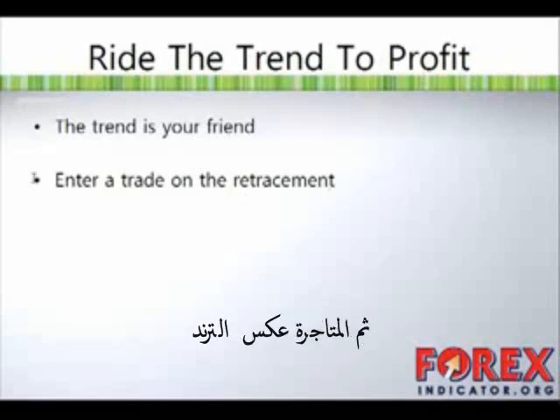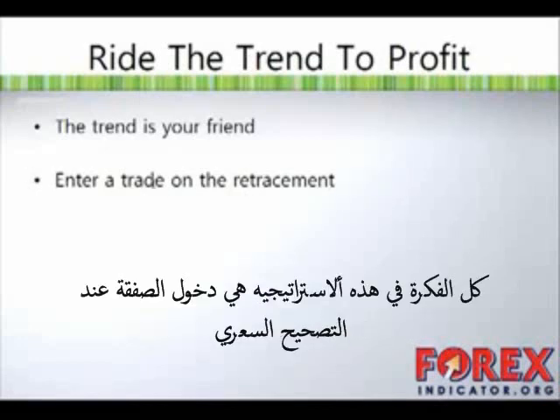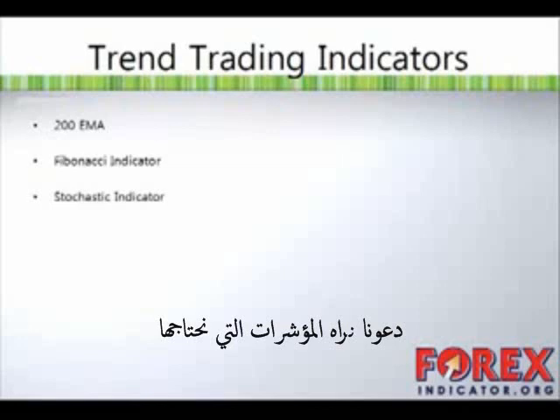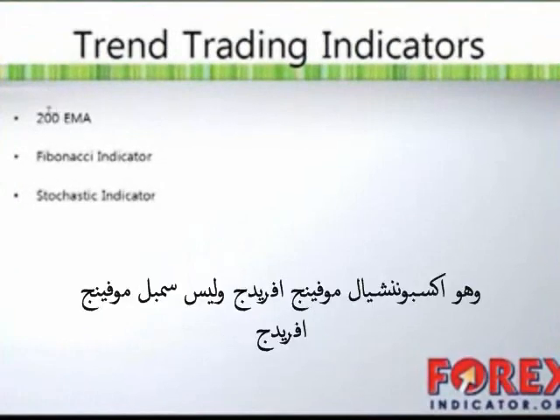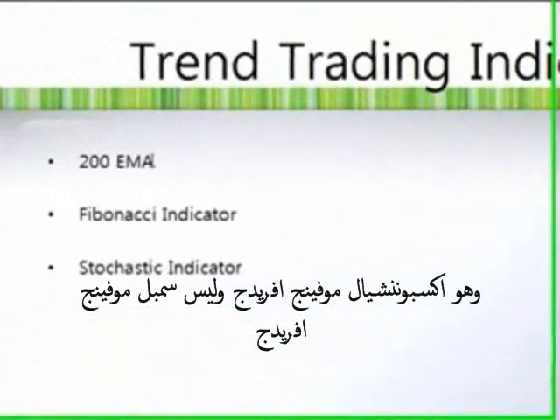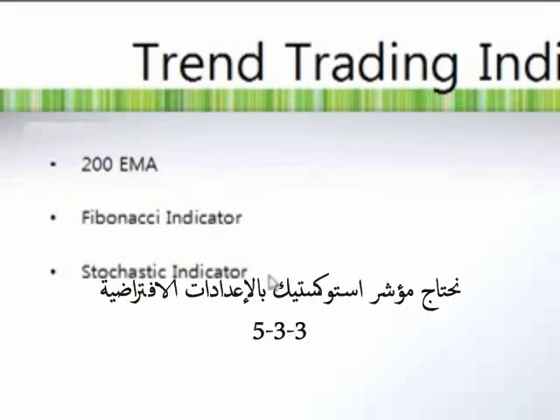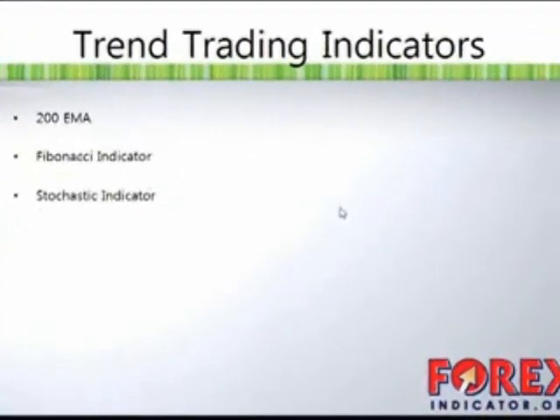So the whole idea of this strategy is to enter a trade on the retracement of the price. Let's go through the indicators that we need. First, you need the 200 EMA, which is the 200 exponential moving average, not the simple moving average. You need the Fibonacci indicators, and you need the stochastic indicator. For the stochastic indicator, just set the default setting of 5, 3, 3, and that will do.